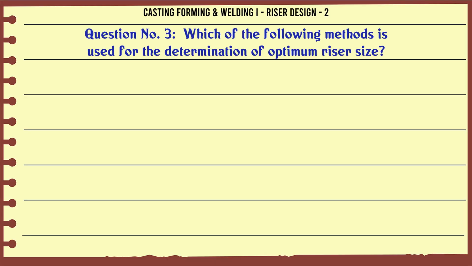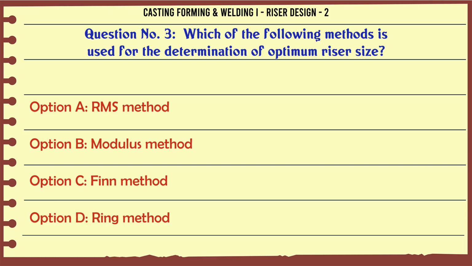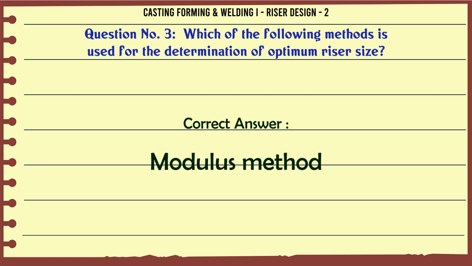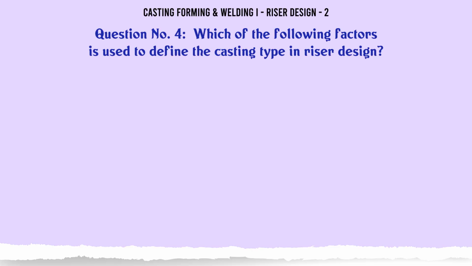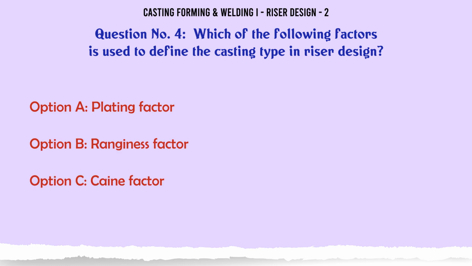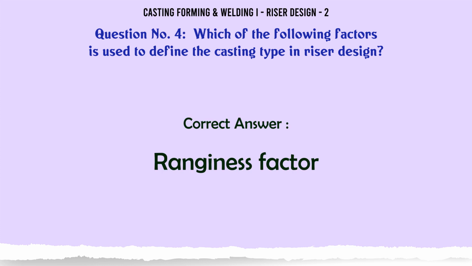Which of the following methods is used for the determination of optimum riser size? A. RMS method. B. Modulus method. C. Fin method. D. Ring method. The correct answer is modulus method. Which of the following factors is used to define the casting type in riser design? A. Plating factor. B. Ranginess factor. C. Kane factor. D. Pseudo factor. The correct answer is ranginess factor.